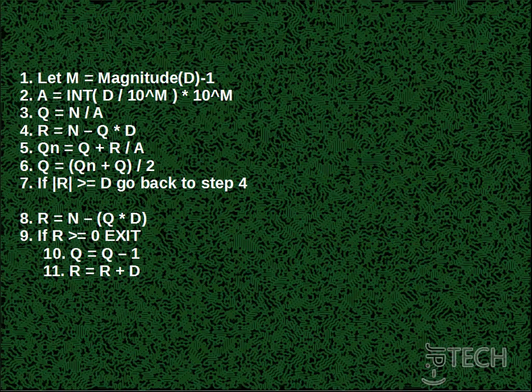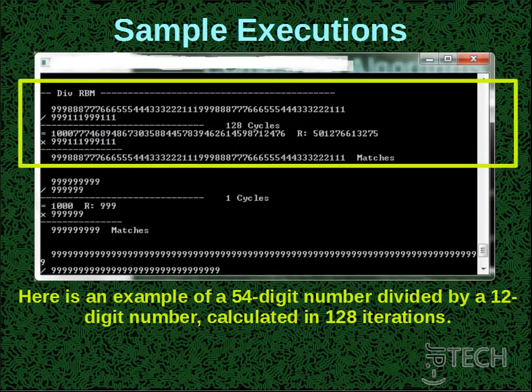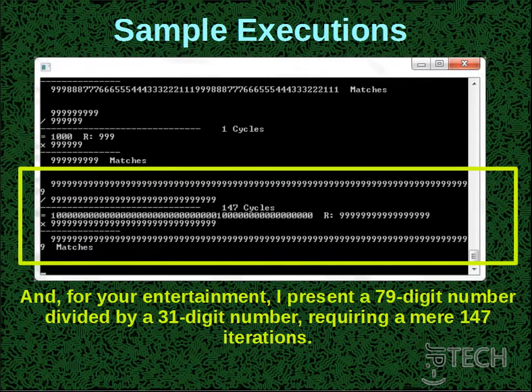Let's compare these algorithms. The simple algorithm is a set of steps that you can easily interpret into computer code. The manual division process includes steps that are complex and require interpretation or guesswork. Here's an example of an implementation of this algorithm being run in order to divide a 54-digit number by a 12-digit number. This was calculated in 128 steps. For your entertainment, I present a 79-digit number divided by a 31-digit number requiring only 147 steps.